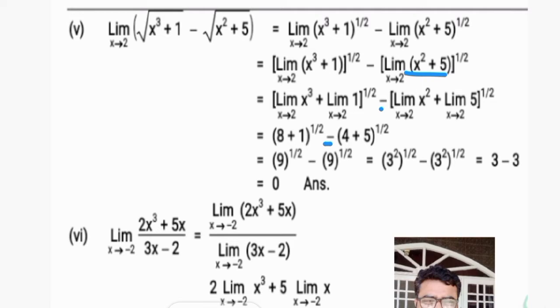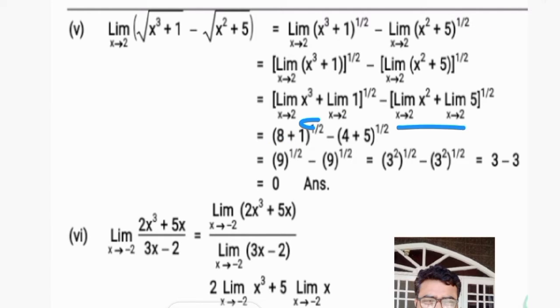limit x approaches to 2 x square and second term, that is 5, limit x approaches to 5, and there is whole power 1 by 2 in both cases, so we will write power 1 by 2. Now we will put the value of x here, as the value of x is 2, limit means value of x, and if we will put 2 in x cube, it will be written 2 cube, that is equal to 8. As there is no x, so we cannot put the value of x, and 1 will be written same, and power 1 by 2 will be written same.